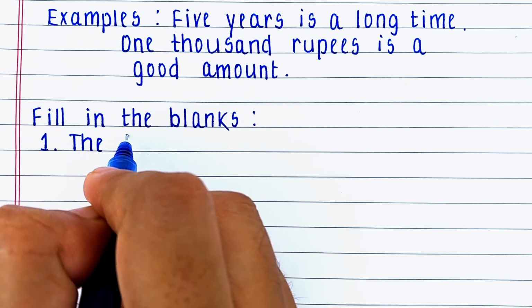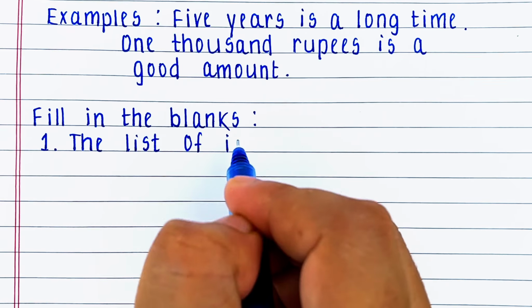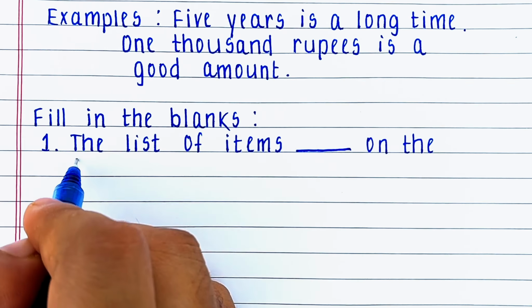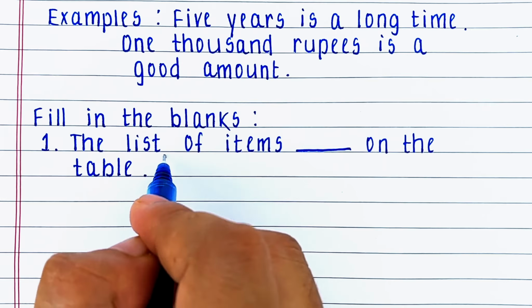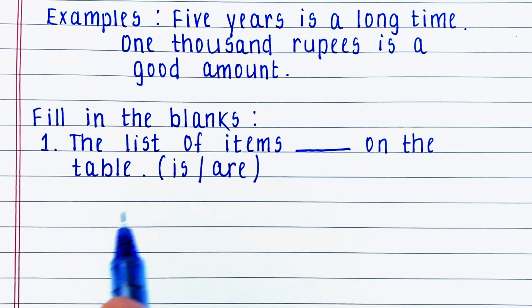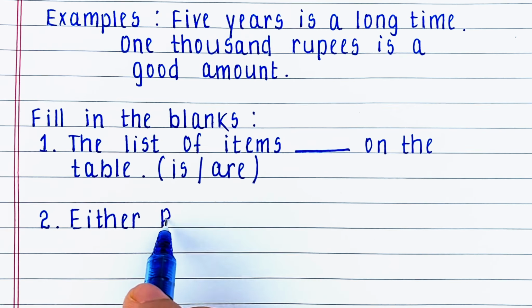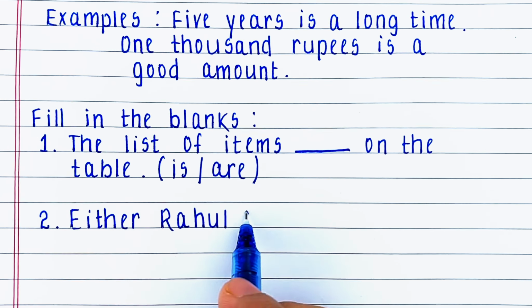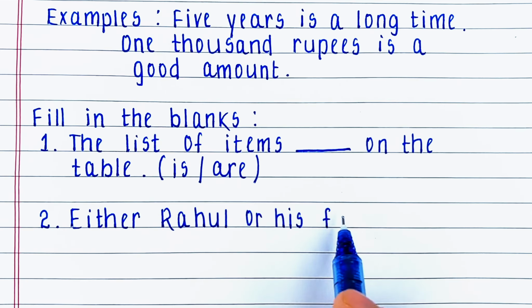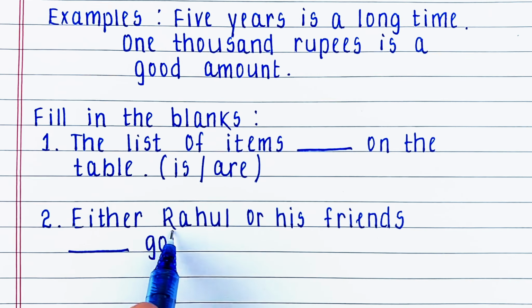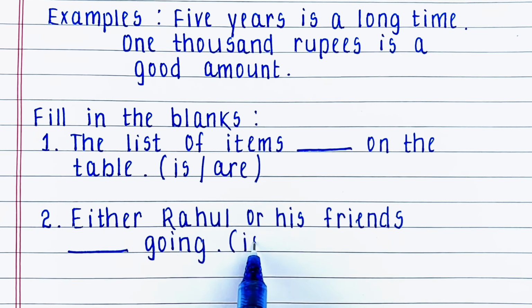Now, let's practice this with the help of an exercise. Here I am giving 5 questions. You need to fill in the blanks using either is or are. Solve this exercise and let us know the answers in the comment section. First question, the list of items dash on the table. You have to fill this up with either is or are.